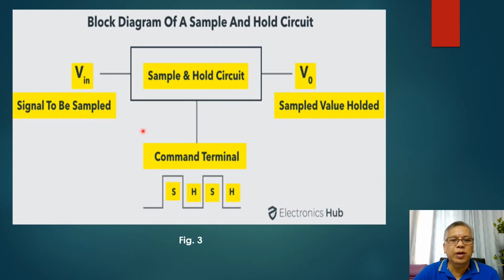Okay. So what we have here in figure 3 is a block diagram of a sample and hold circuit. Okay? Now, in this area here, we have signal to be sampled. The signal to be sampled here comes from your transducer, which is in this case the microphone. And this signal will be inputted here in your V input. Okay? Now, what does the sample and hold circuit do?